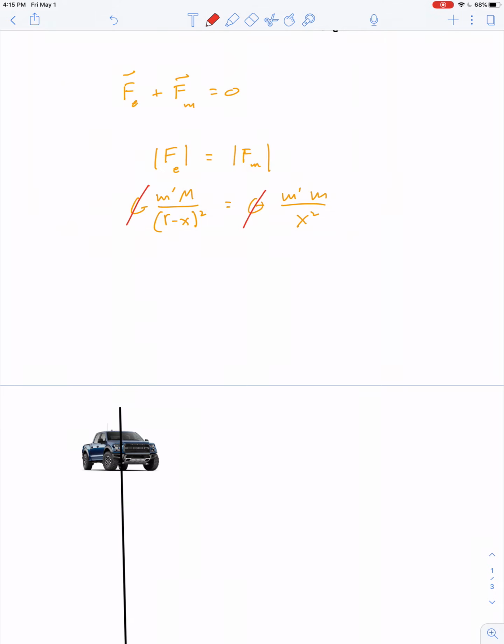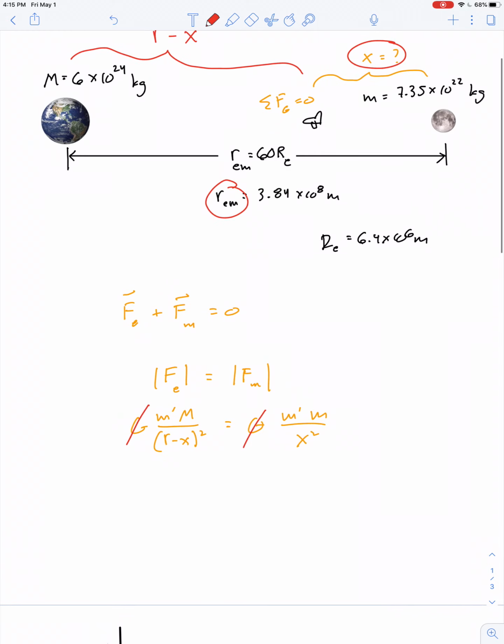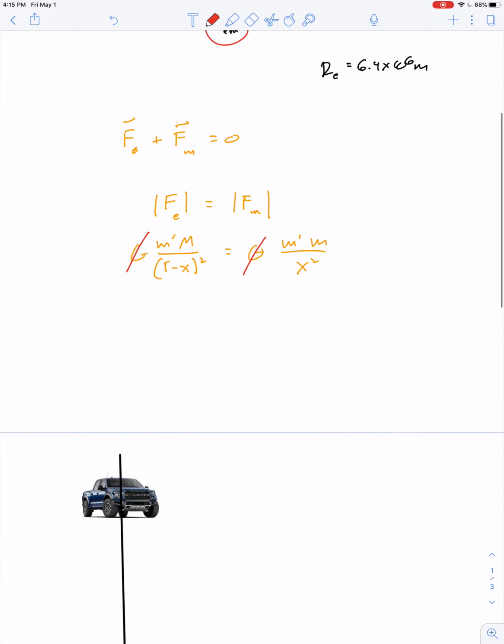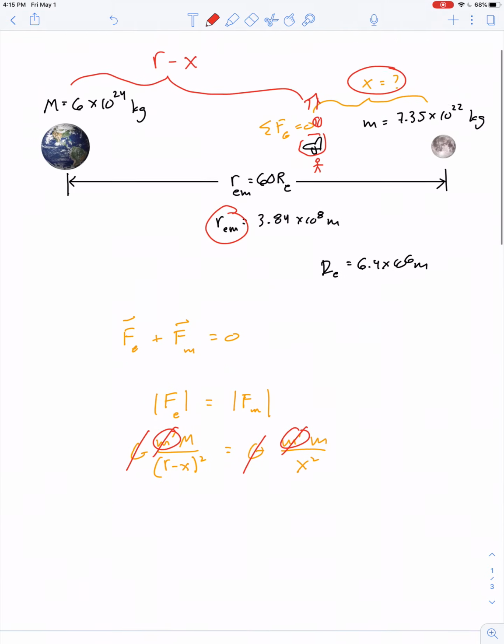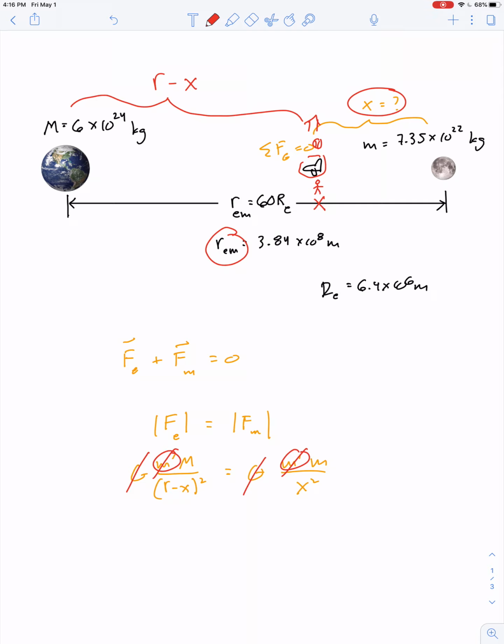Now we can cancel out a lot of values here. G appears on both sides of the equation. And it turns out we don't have to ask the question, what if we put the space shuttle right here? What if we put a basketball right here? What if we put you just floating in space right there? A house. Doesn't matter what the object is, its mass is going to cancel out of the equation anyway. So what we're really finding is the point in between the Earth and the Moon where the net gravitational field is equal to 0.